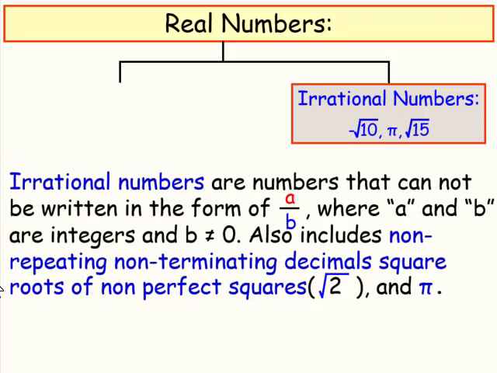And irrationals, remember, are numbers that we can't write as ratios, and these also include our non-repeating, non-terminating decimals, square roots of non-perfect squares, and pi.